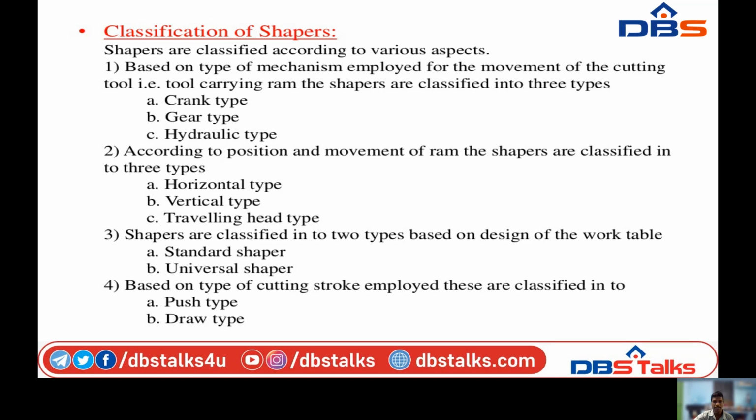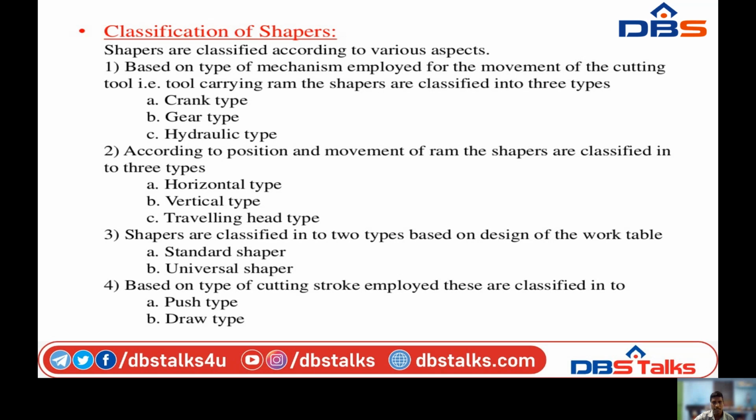Crank type is one type of mechanism. First of all, the basic mechanism of the shaper machine is that we are using the quick return motion mechanism. In this, we are using a gear type, a hydraulic type and a crank type. Those are the mechanisms used in shaper machines based on construction. That means based on mechanism.